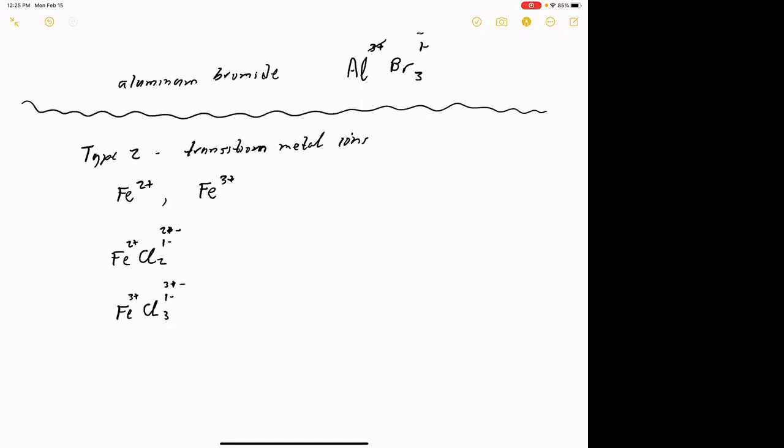Now, given that I could have 2 different compounds here, how do I differentiate between them? And here's how we do it. We actually have to use the very same naming scheme as we did before. So in that case, each one of these would be iron. I can't seem to write today. Iron chloride, right?